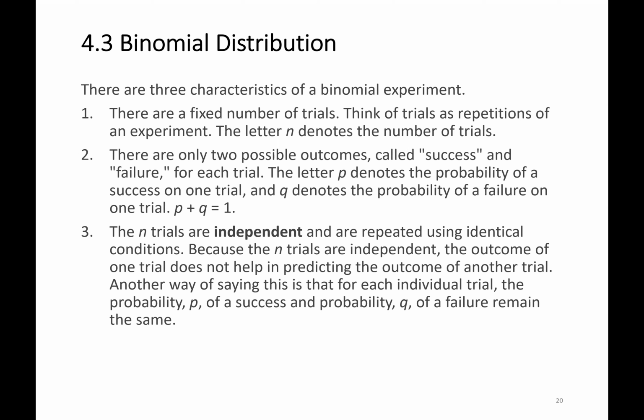Three, the n trials are independent and are repeated using identical conditions. Because the n trials are independent, the outcome of one trial does not help in predicting the outcome of another trial. Another way of saying this is that for each individual trial, the probability p of a success and the probability q of a failure remain the same.